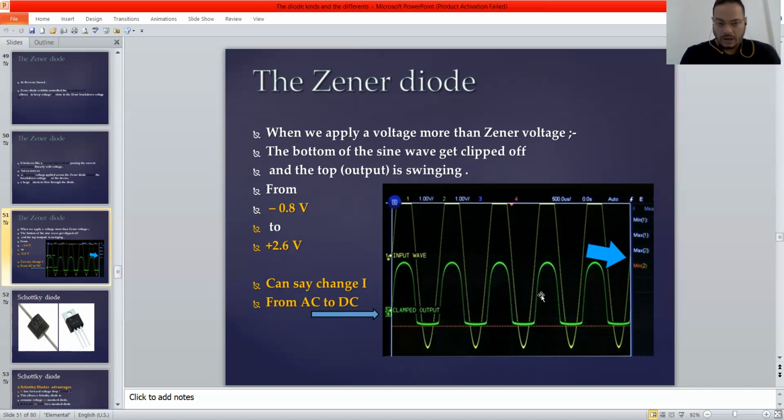On the top, the output here is a swing from -0.8 to 2.6. We will see these waves arranged between these two points, -0.8 and 2.6. After this clipping, we can change the current from AC to DC by using this setup.